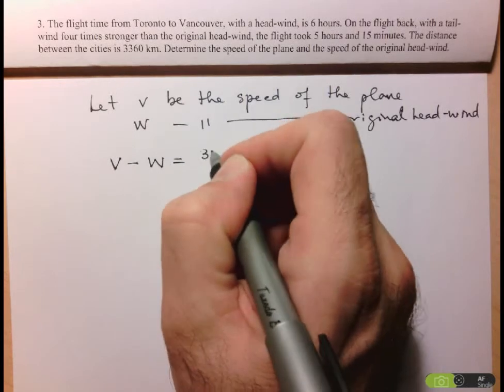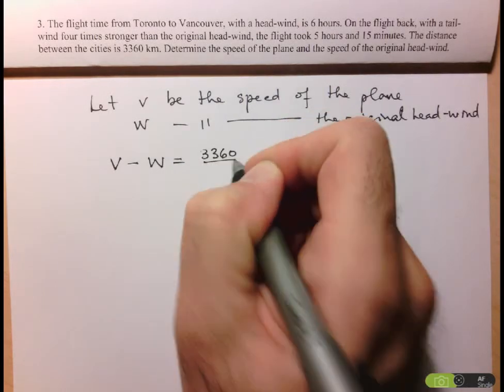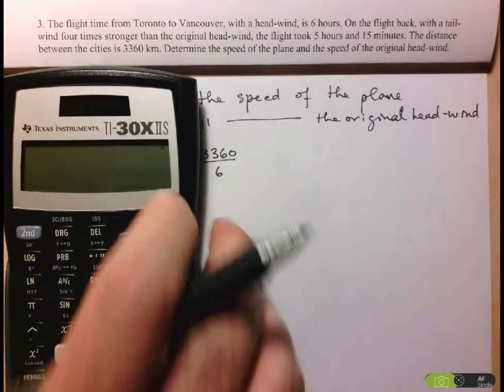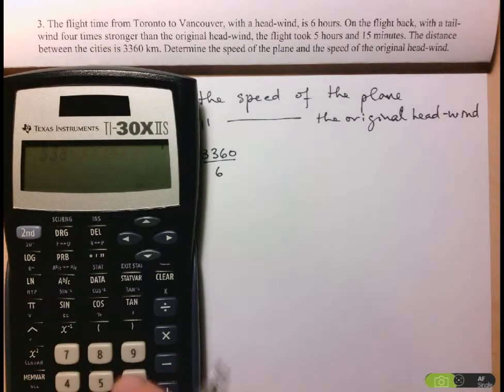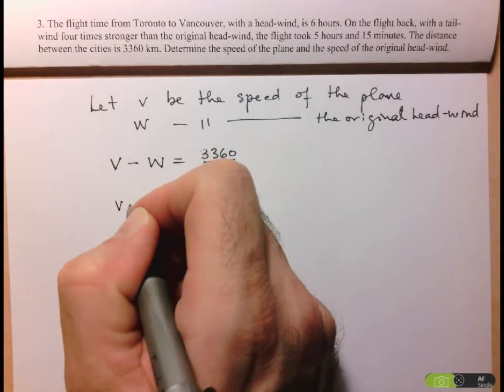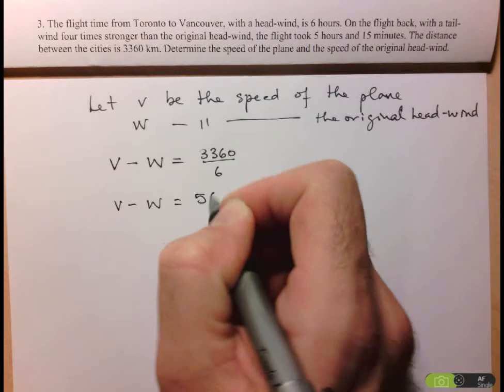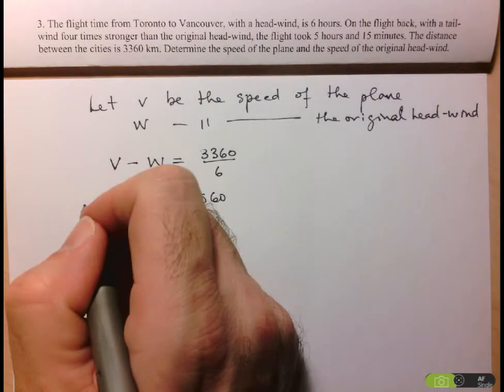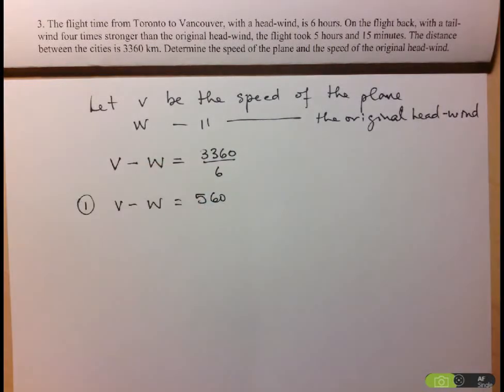So that's 3,360 divided by 6. Okay, and let's calculate that here. 3,360 divided by 6, and we have 560 kilometers. So v minus w is equal to 560 kilometers per hour. And that'll be our first equation.